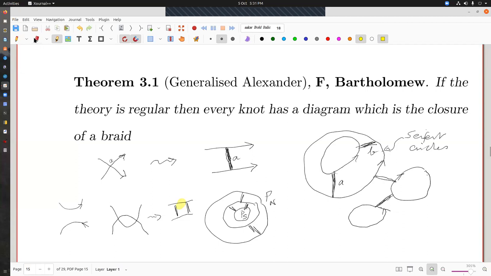So let me not do that now. Anyway, this move is called a Vogel move. It goes from here to here, so it increases the number of crossings, but it decreases, and you can work this out, the number of Seifert circles which are not coherently oriented. So it's a very simple idea, and I don't think we were the first to think of it, but it works for any regular theory, because obviously you need to have R2 in order for this to work.